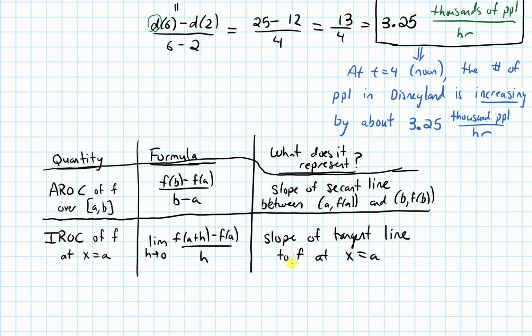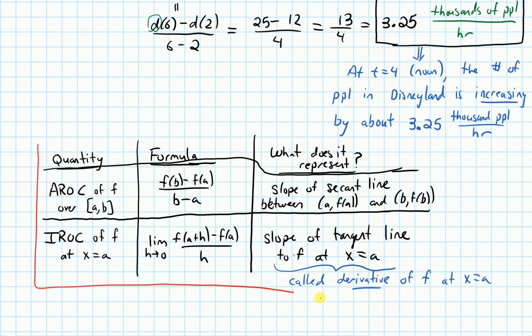And what I was about to say before was the slope of the tangent line to our function at x equals a. We call this the derivative of f at x equals a. And we'll talk about that more in the next section. Okay, so let's box this.